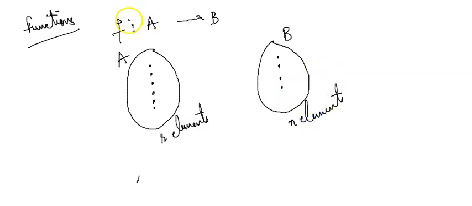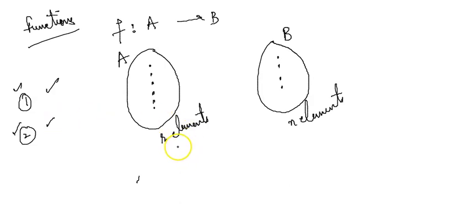According to the definition of function, there are two conditions that must be satisfied. First of all, every element of A, that means every element of the domain, must be defined. That means for every element of A there must be an image in B. And the second condition is that every element of A can have only one image. No element from A can have two images. If one element has two images, that is not a function.